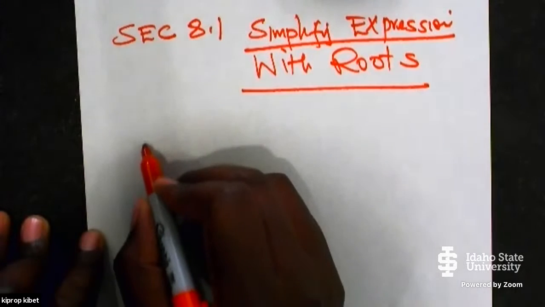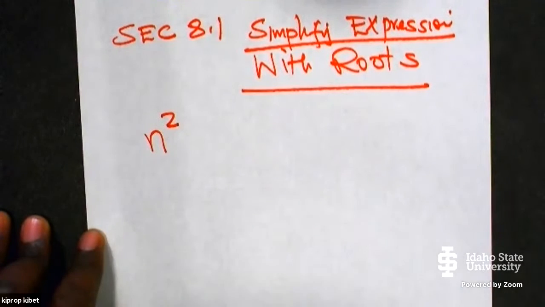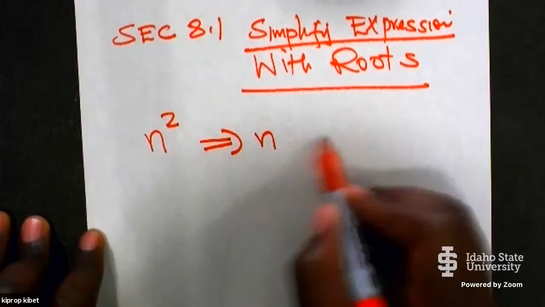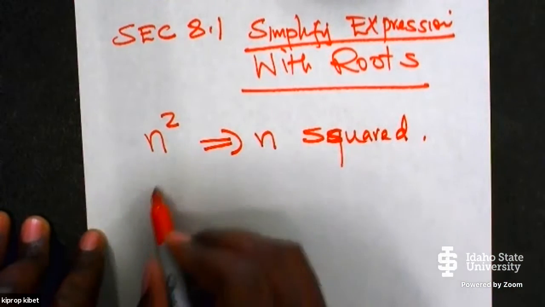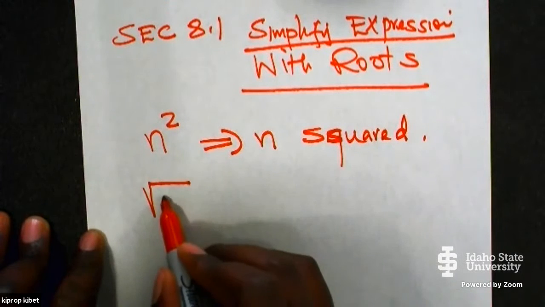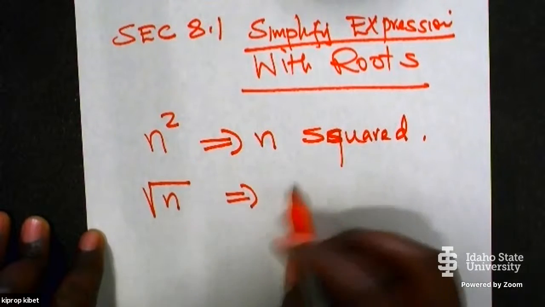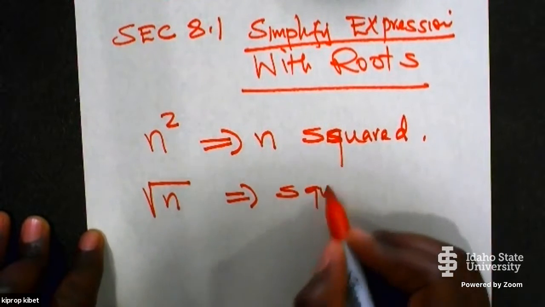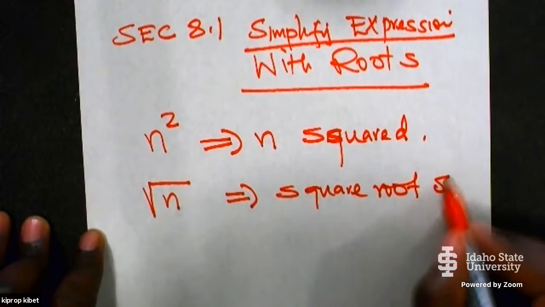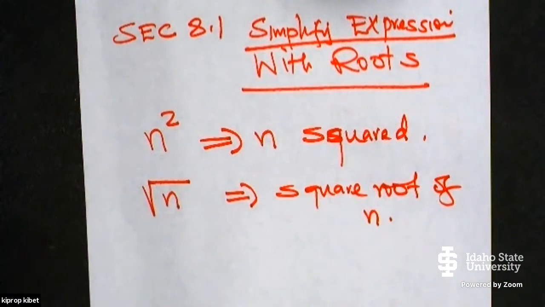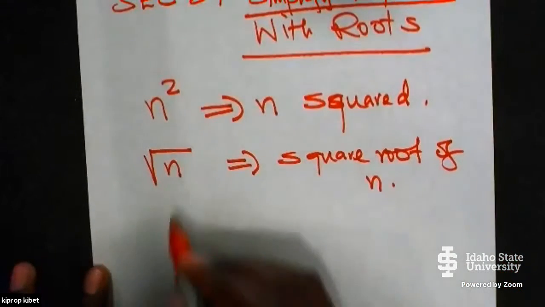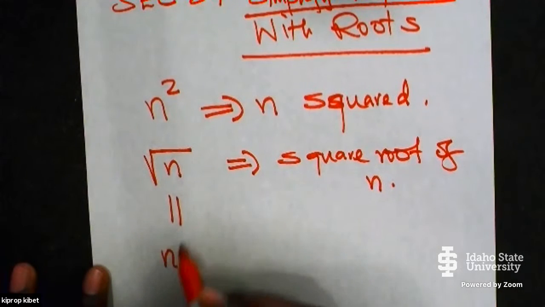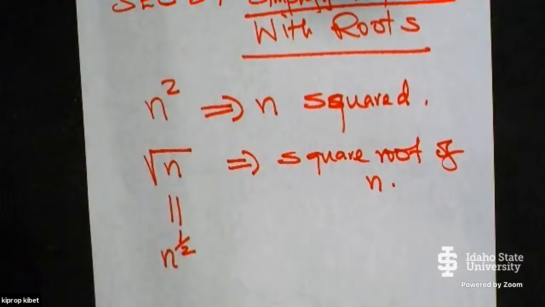When we are given, let's say, n raised to 2, this is the same as n squared. The square root of n, this is the same as the square root of n. So this square root is also written as n raised to what? 1 over 2. So it's similar to n raised to 1 over 2.